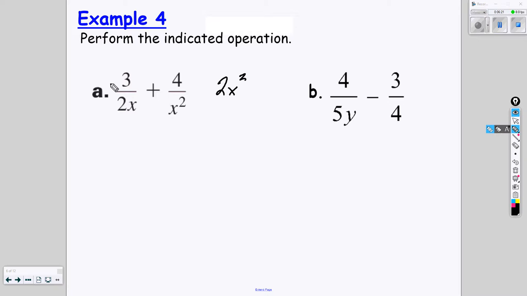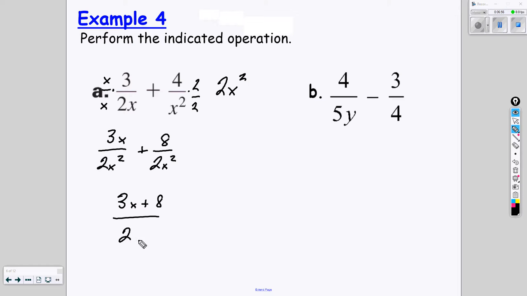All right, so to get 2x squared on the left fraction, we'd have to multiply by x over x. Remember, we can't change the value of this expression, so we have to multiply by the numerator and the denominator. So that would change this into 3x on 2x squared. And then to change this into 2x squared, we'd have to multiply by 2 over 2. So we have 3x on 2x squared and then 8 on 2x squared. Now we can combine these things and we'd get 3x plus 8 on 2x squared.